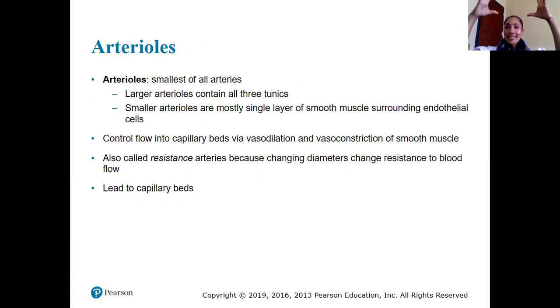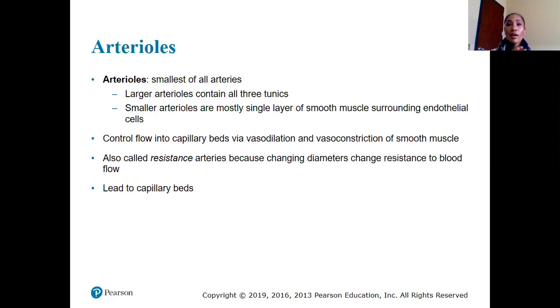So we go from elastic arteries to muscular arteries now to arterioles. They are the smallest of all arteries. And the larger arterioles contain all three tunics, but as these arterioles get smaller and smaller, we're going to lose some of these layers. The smaller arterioles are mostly a single layer of smooth muscle surrounding endothelial cells. So we go from these larger arterioles that will have three layers of a blood vessel to eventually just having a layer of smooth muscle that's going to surround endothelial cells.